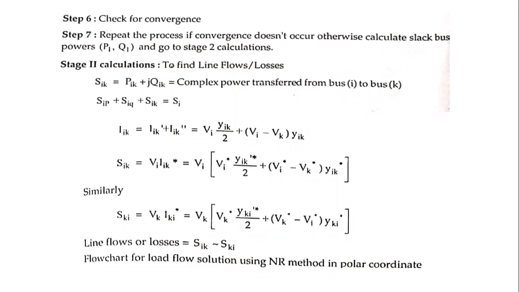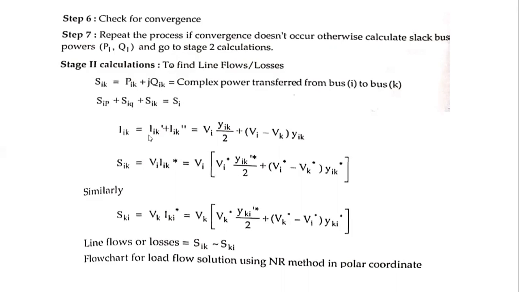Next, stage 2 calculations, to find the line flows and the losses. This is the same as in the Gauss-Seidel method. SIK is equal to PIK plus jQIK. This is the complex power. Therefore, SIK is equal to PIK plus jQIK.